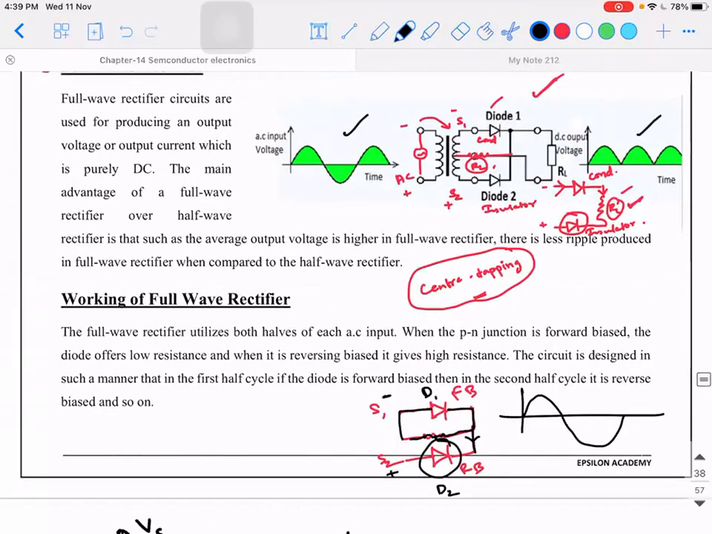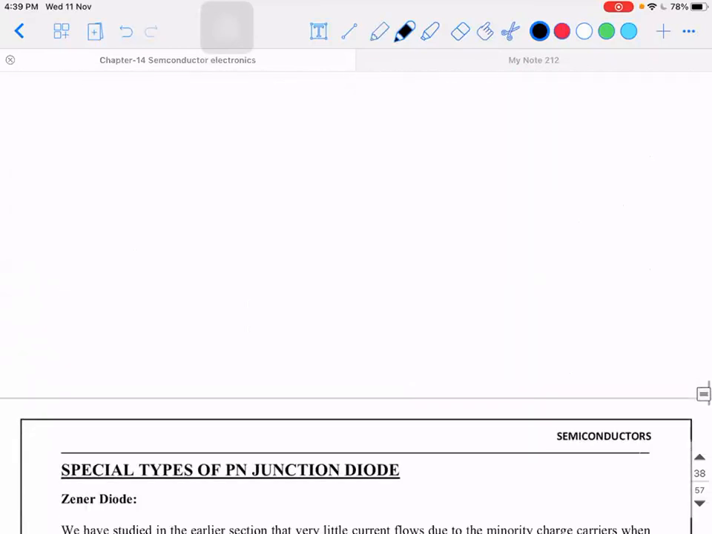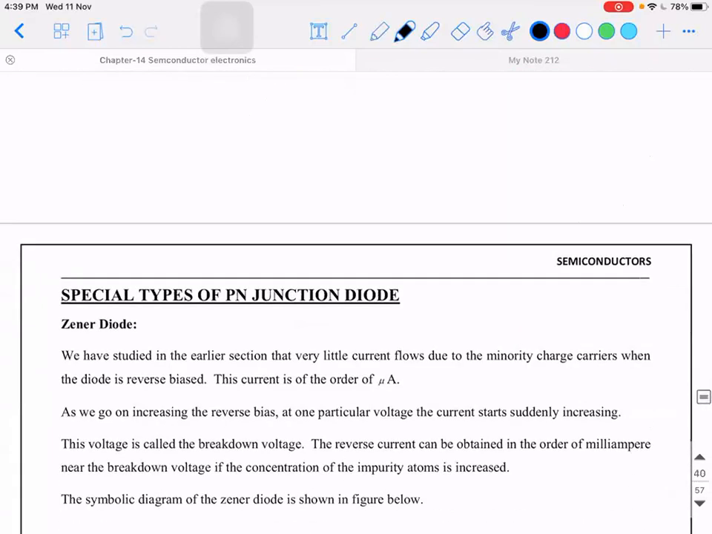With this, the syllabus is over. Okay. So special types of diodes you don't have. Zener diode and Zener diode application as a voltage stabilizer, all these things are not there.